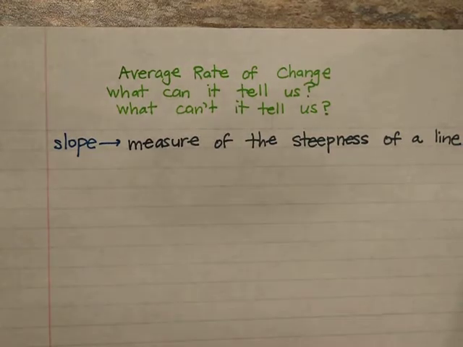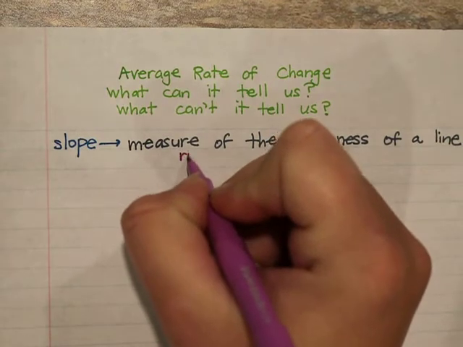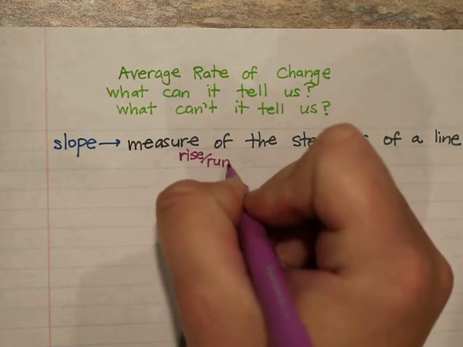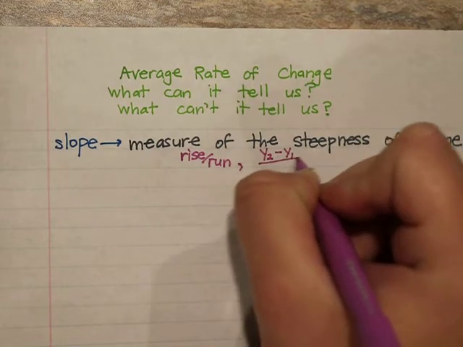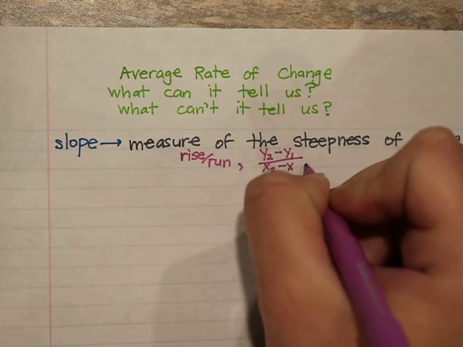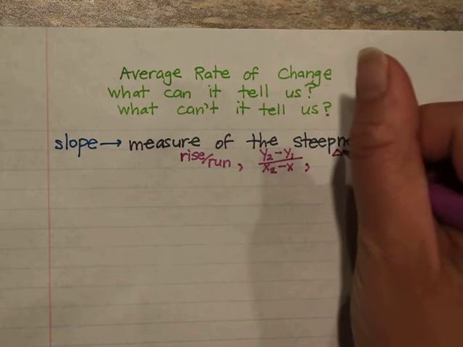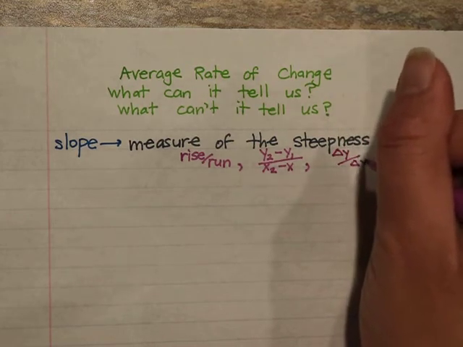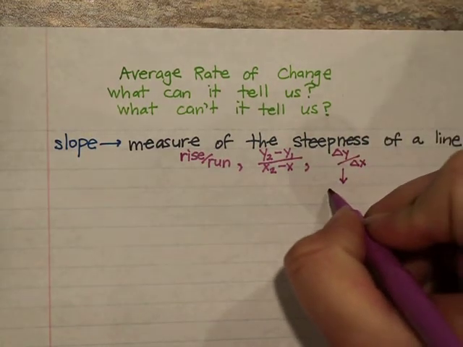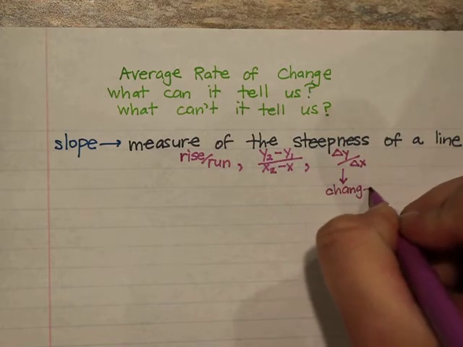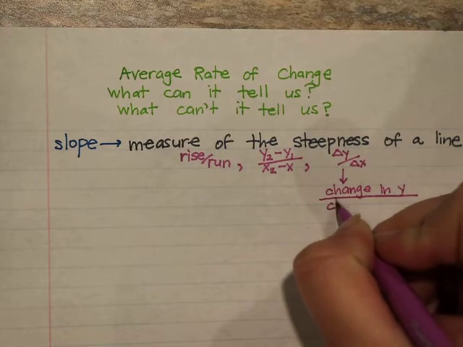We had all sorts of ways to talk about slope, right? We did everyone's favorite rise over run. We did y2 minus y1 over x2 minus x1. Or probably my favorite, and this is one I want you to get a little more familiar with, is delta y over delta x. So delta means change. And so this is how much does the y change compared to how much does the x change.